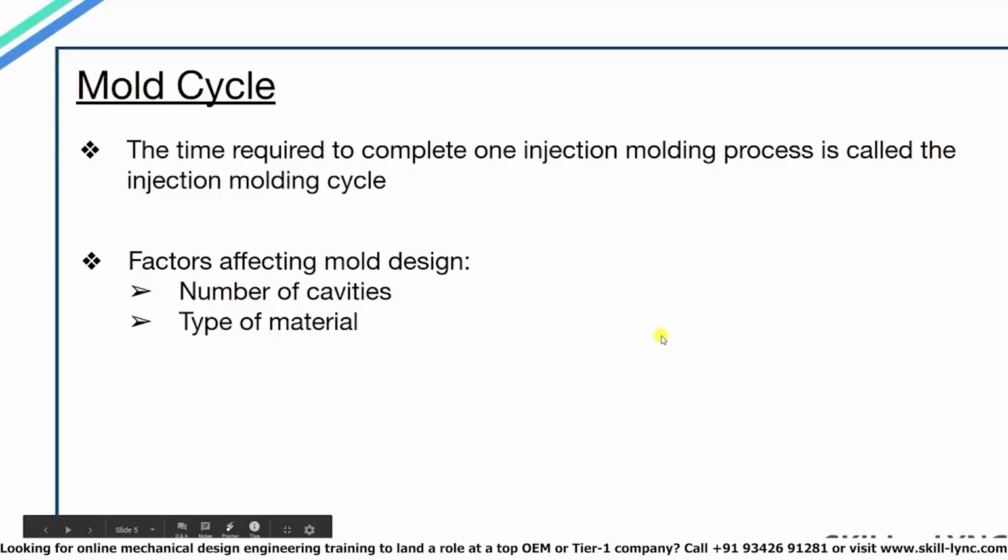The second factor is the type of material. A number of materials are available for injection molding like ABS, polycarbonate, plastic, and many more. Now, different materials will have different material properties like different densities, which will affect the cooling time for the molten plastic. And the more the cooling time, the more the mold cycle time will be.